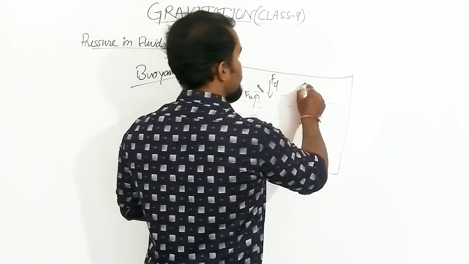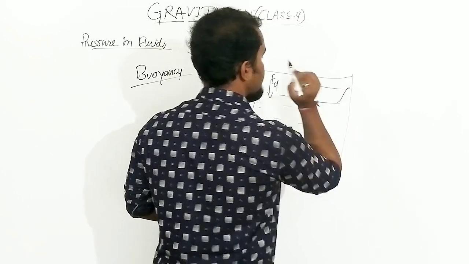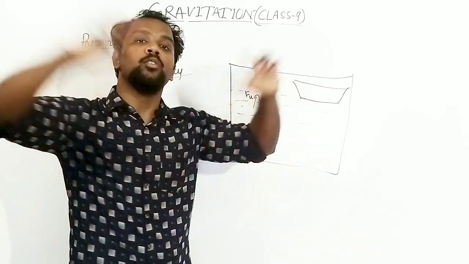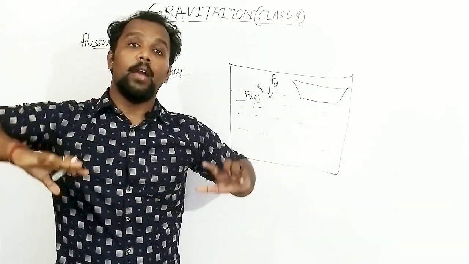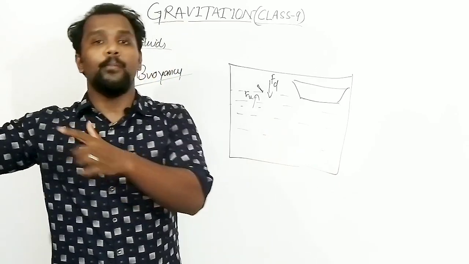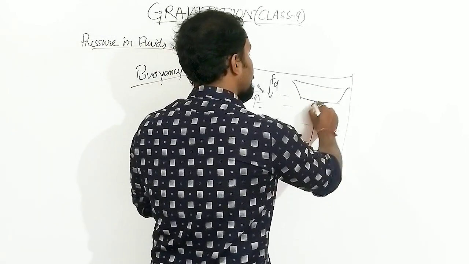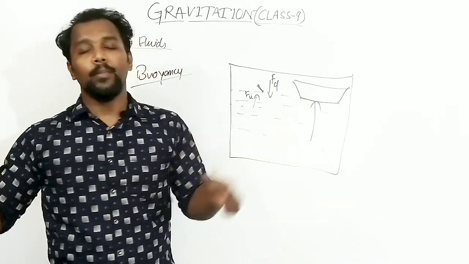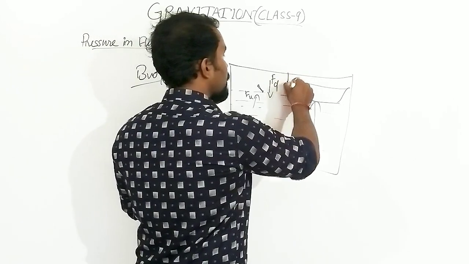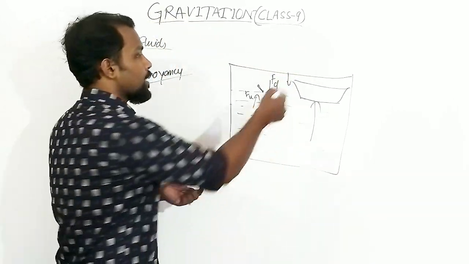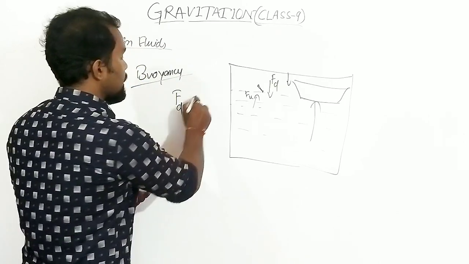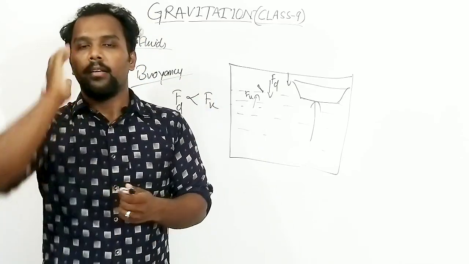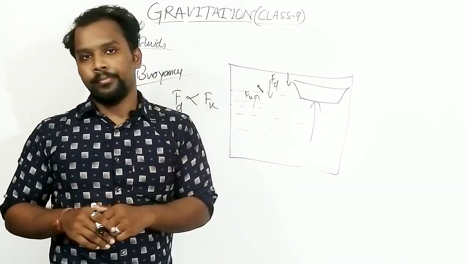But if you consider a big ship, due to its weight, it is going to displace a high amount of water. Since water displacement is directly proportional to the upward force, the upward force applied on this ship is going to be high compared to the downward force. So in the case of the ship, Fd is very much less compared to the upward force. That's why you see the ship floating in the water.